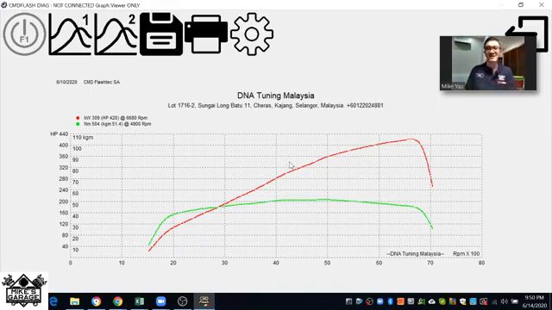And one more thing that we would recommend, if you do stage 2, the minimum you need to do is a downpipe. Yeah, the exhaust downpipe in your car. That is extremely important.